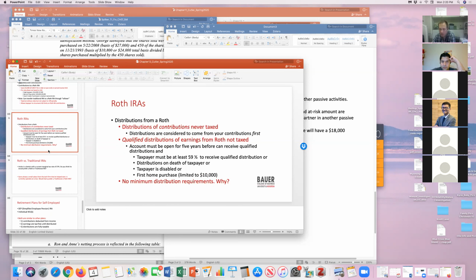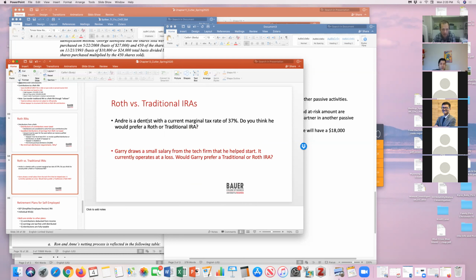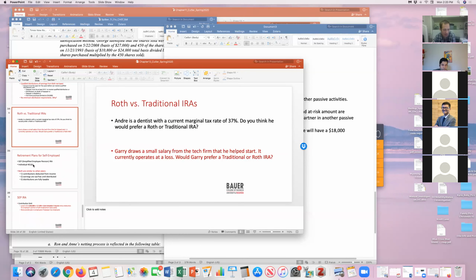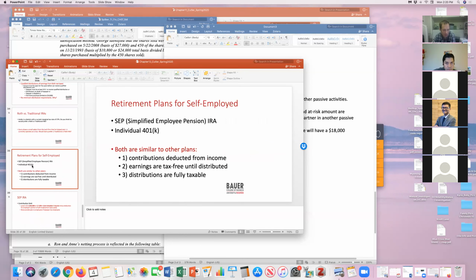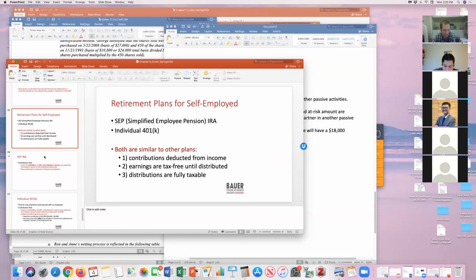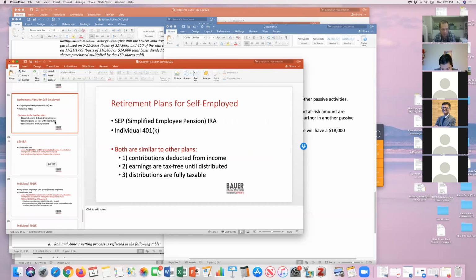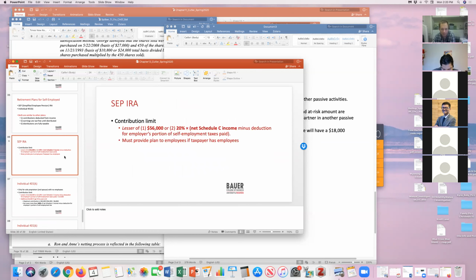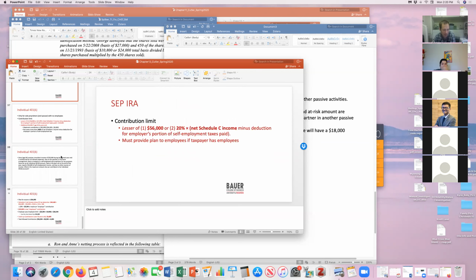You should understand the difference between a traditional plan and a Roth plan and why somebody might prefer one or the other. If you understand this slide, it's pretty straightforward. Then you have these other options for self-employed people, which is just a matter of reviewing those slides and understanding what those are about. So that's it for chapter 13.